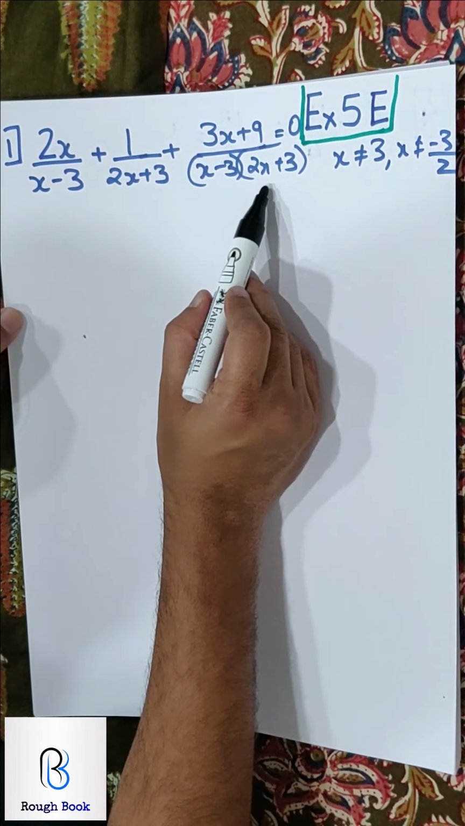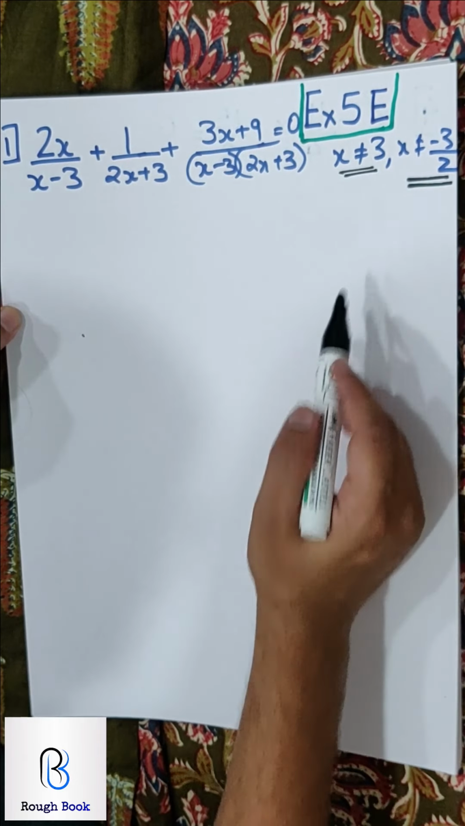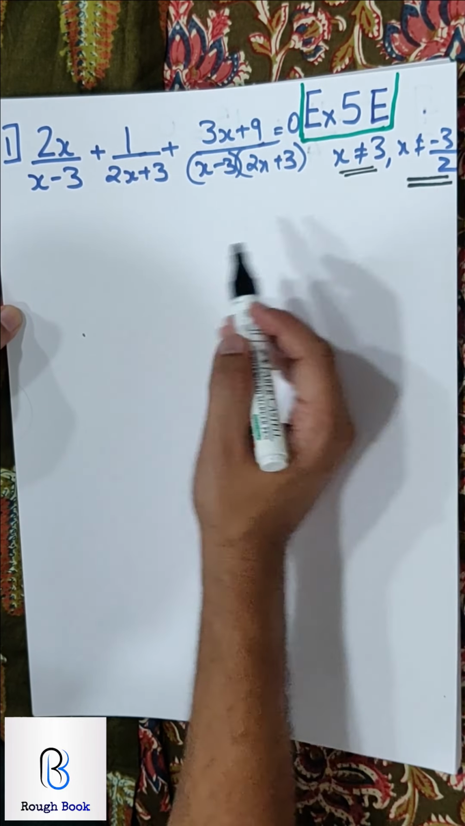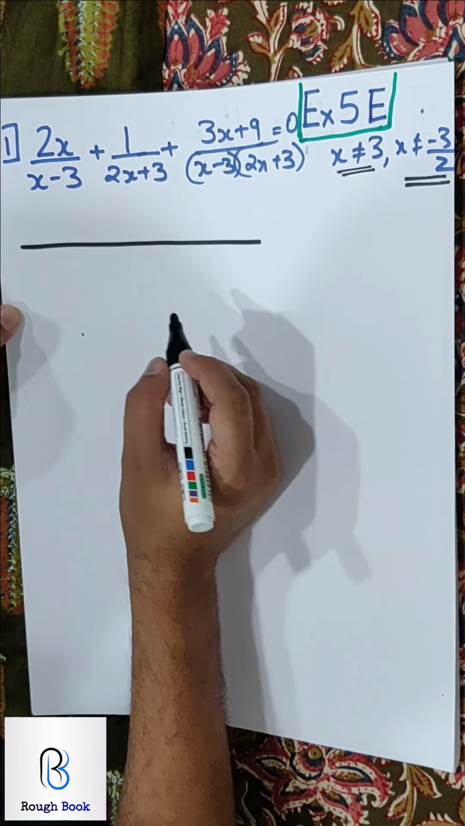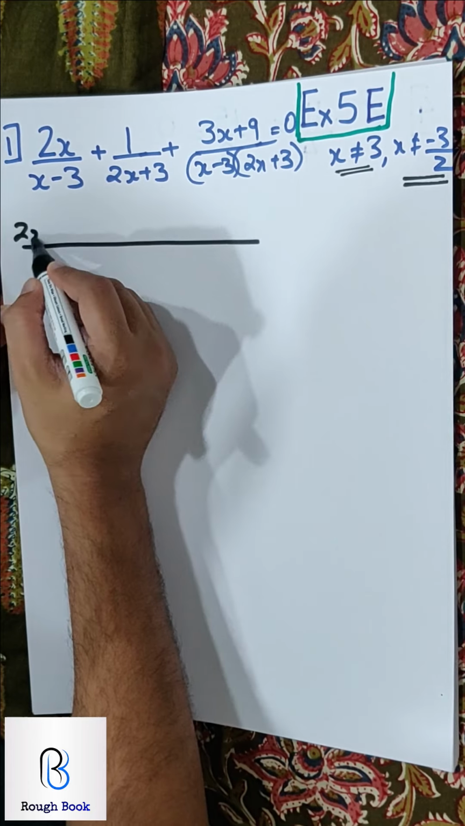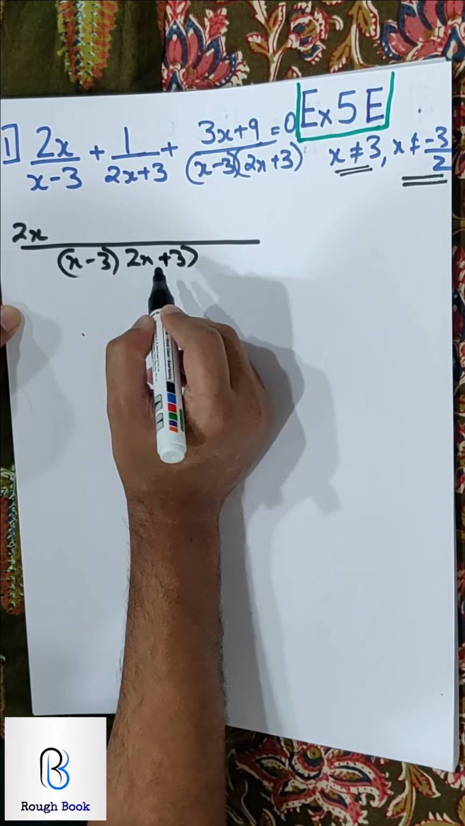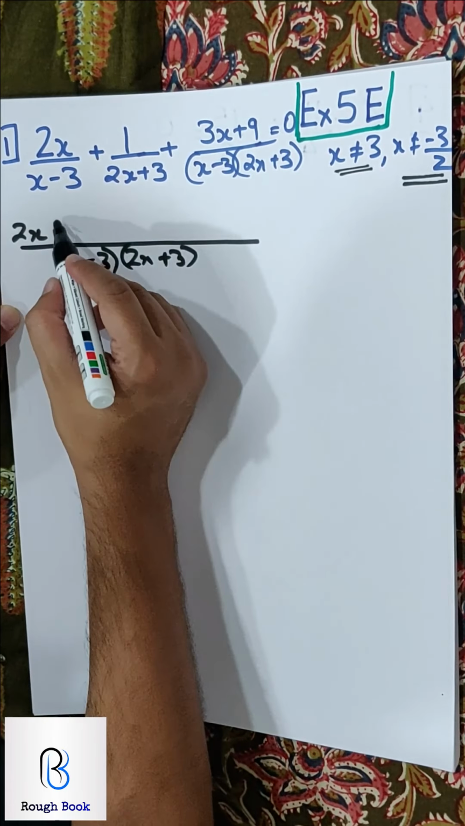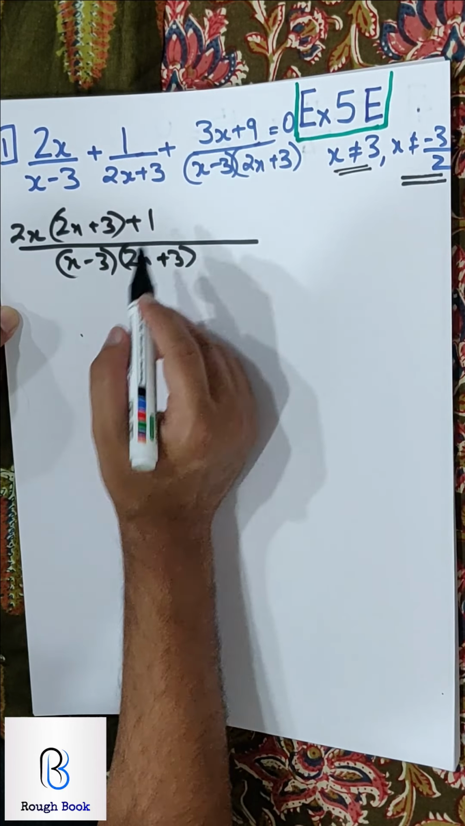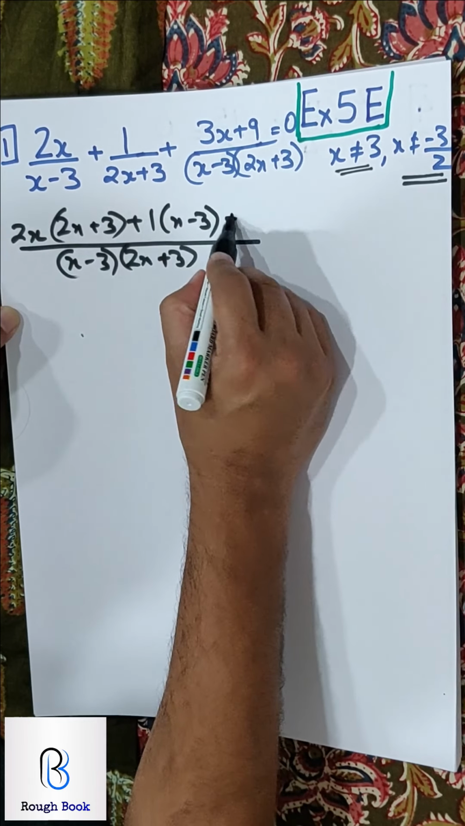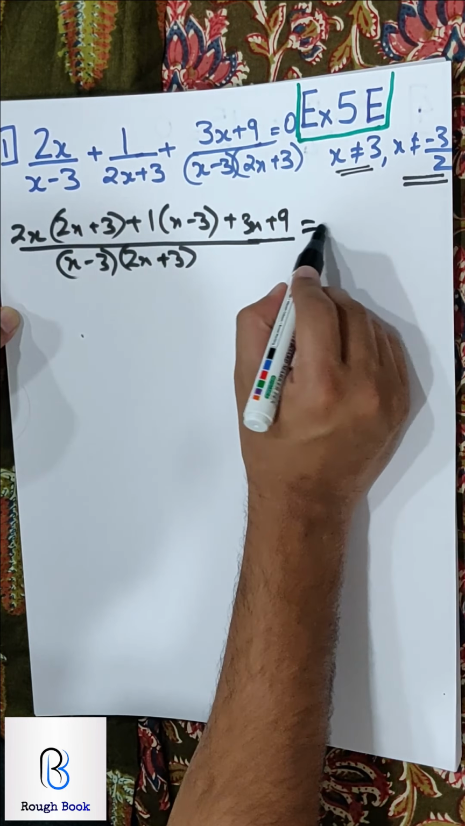This is your expression. They say x is not equal to 3, neither equal to minus 3 by 2. So if you get these two answers, you need to eliminate. Come on, take the LCM, go ahead. So my LCM on the whole is going to be 2x, (x minus 3) and (2x plus 3), correct? So this gets cancelled, I get (2x plus 3) left back, plus 1. This gets cancelled and I get (x minus 3), plus both get cancelled, so I get 3x plus 9 equals to 0.